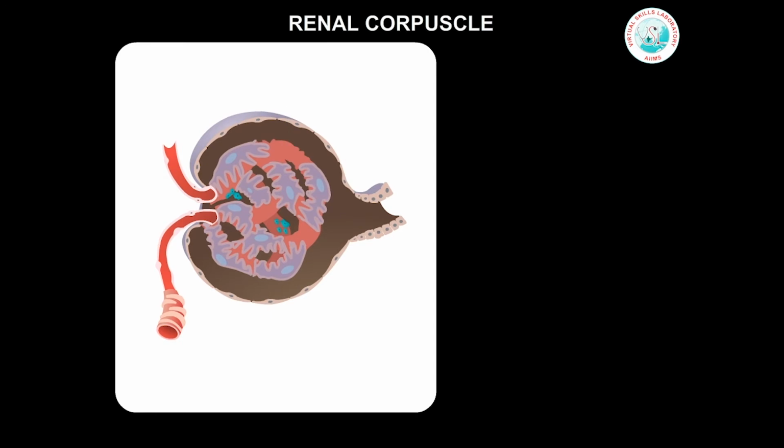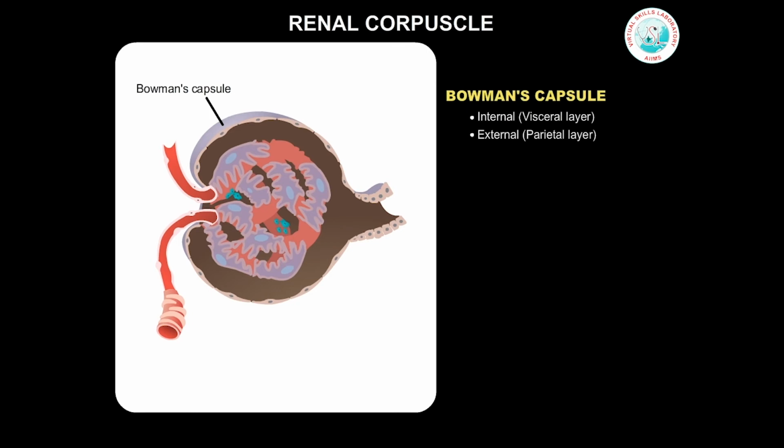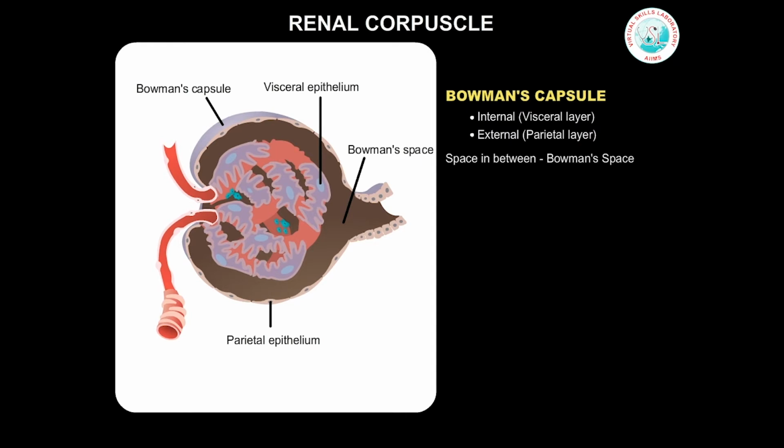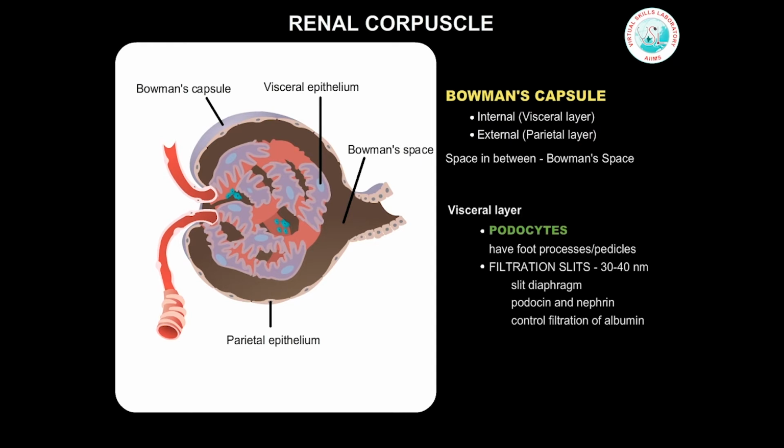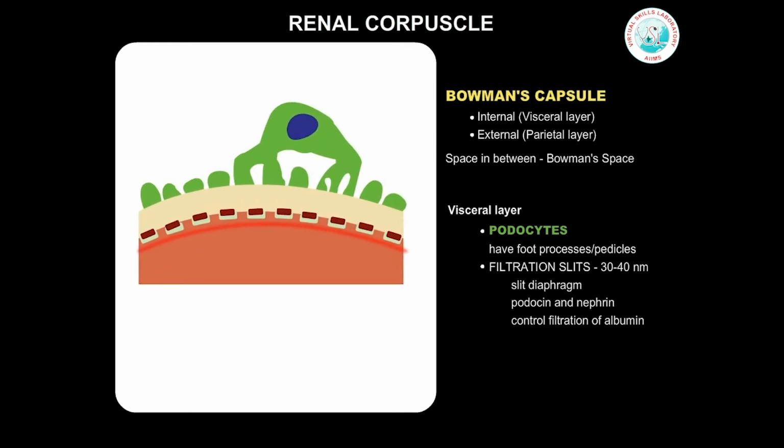The glomerular capillary tuft is surrounded by a double-walled epithelial capsule, that is the Bowman's capsule. The Bowman's capsule has two layers, the internal or the visceral layer, which closely envelops the glomerular capillaries, and the external or the parietal layer. In between these two layers is a space, which is known as the Bowman's space, which receives the filtered fluid. The visceral layer is formed by specialized cells known as podocytes, so called because they have pedicles or foot processes that embrace a glomerular capillary.